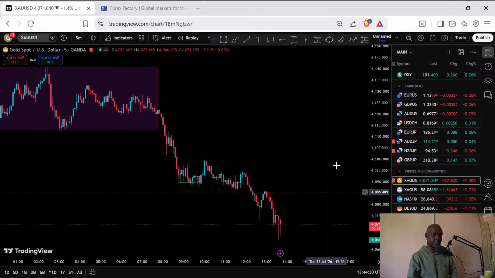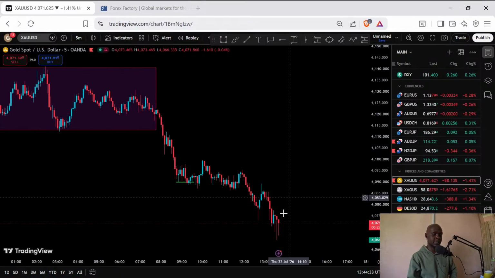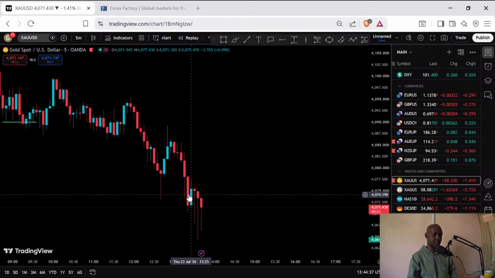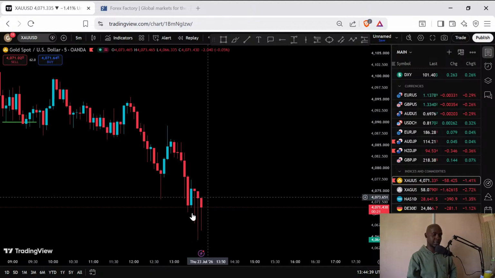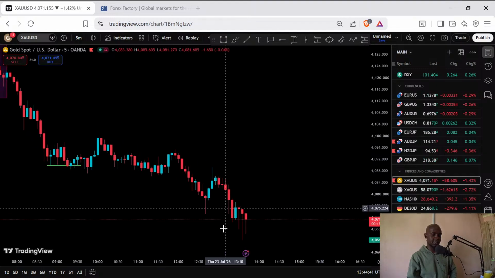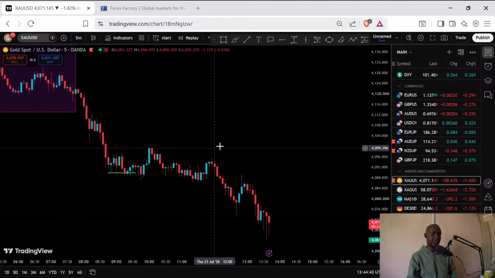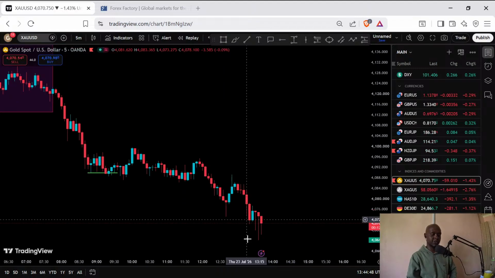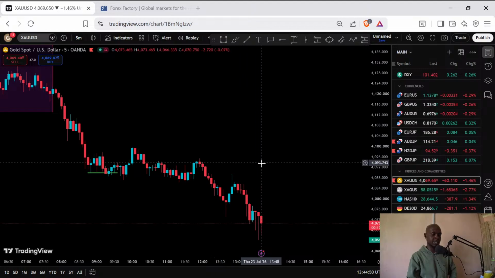I'm also looking for reversals on gold. Already starting to see signs of exhaustion here with this candle with large wicks. Whenever you see such candles after a market has been trending for quite a while, it's a sign of reduced momentum in the selling pressure.